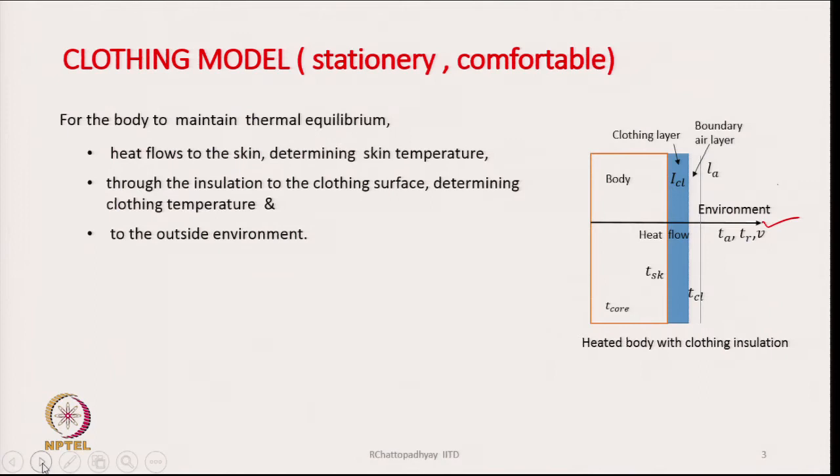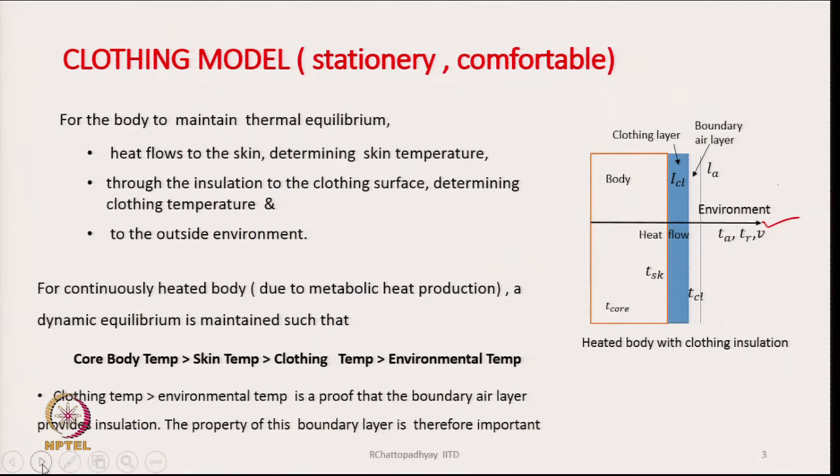For the body to maintain thermal equilibrium, heat flows to the skin from the core part of the body, and that will determine the skin temperature. Then it will also flow through the insulation to the clothing surface. So, clothing is acting as insulation, because clothing is in contact with the skin. Therefore, from the skin it will flow through the clothing to the surface of the clothing, and that will determine the clothing temperature. And then from the clothing it will go to the environment. So, that is how the heat is going to flow.